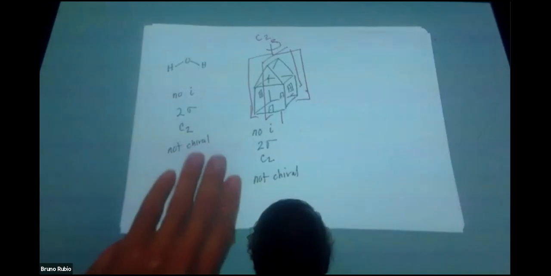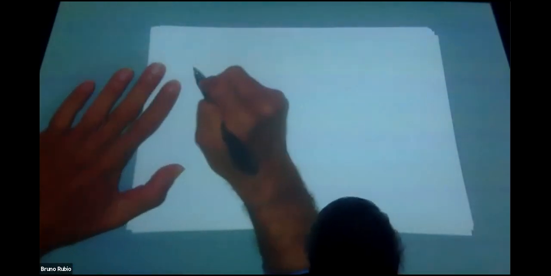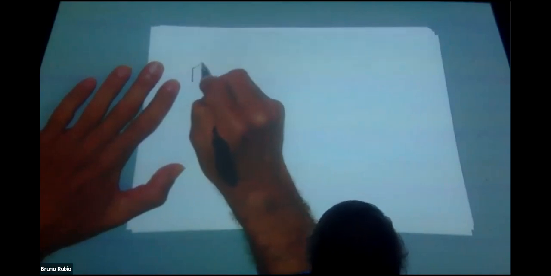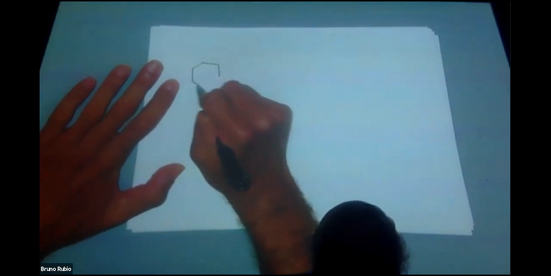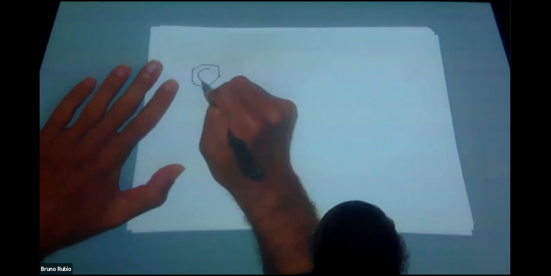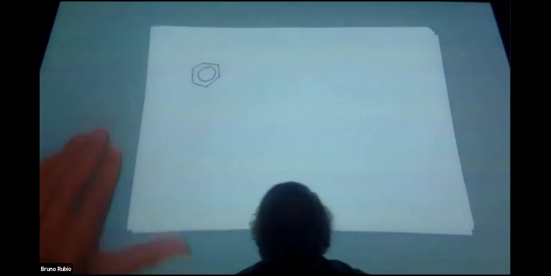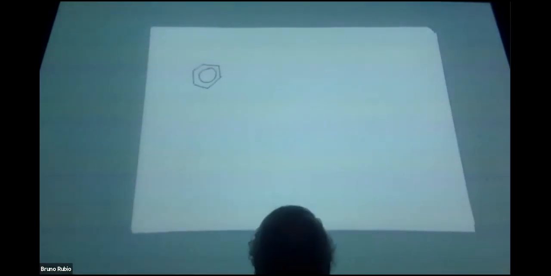Okay, so ready for something really hard now? Let's talk about the symmetry operations of benzene. And remember, when we talk about benzene and symmetry operations, we're always looking at this hexagon inside the square. Okay, so now tell me about the symmetry elements of benzene.